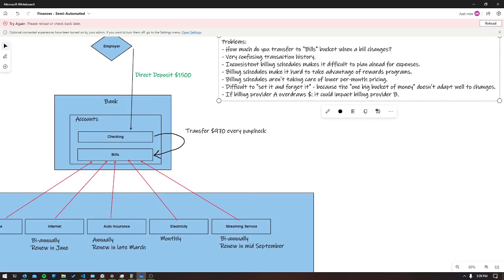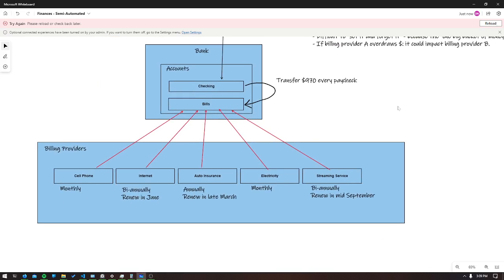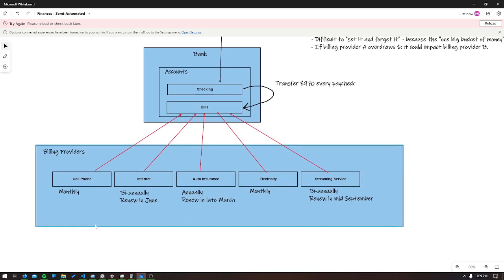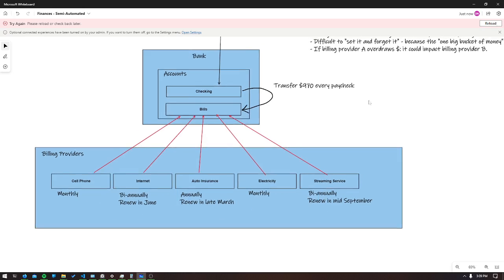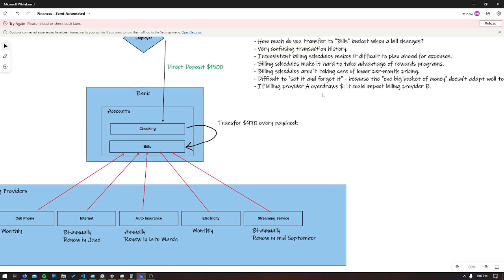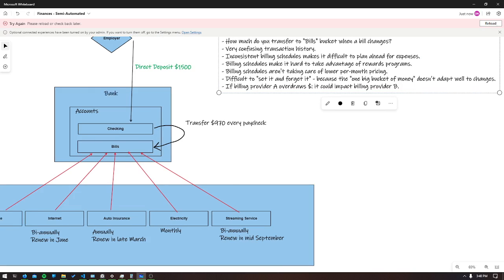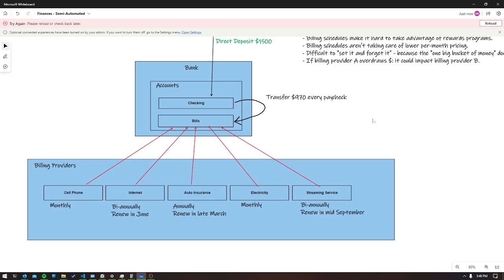So, another problem there. All right, another issue here with the billing schedules. Because they're all over the place and spread throughout the year, your spending is going to be spread throughout different months of the year. One nice thing is, if you can synchronize the billing schedules here, then you can use that to take advantage of rewards programs for spending, and we'll get back to that in a minute here.